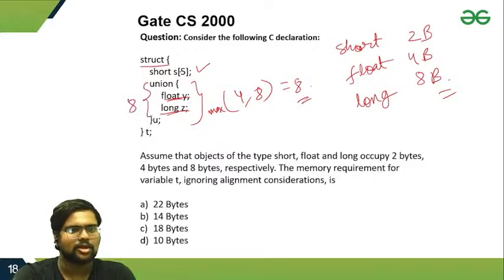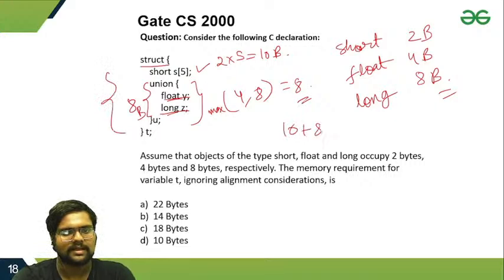Since short is 2 bytes and we have 5 elements, 2 into 5 will be 10 bytes. So the total size of this structure will be 10 plus 8, that is 18 bytes. In this question they have asked for the memory requirement, which is the size of this structure. So it will be 18 bytes, and the correct answer is 18.